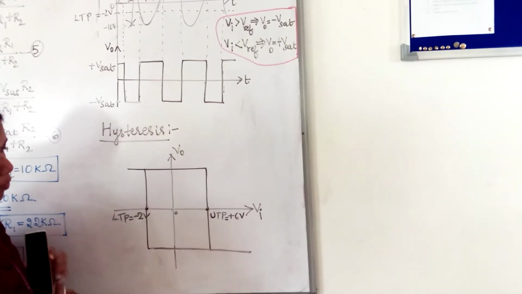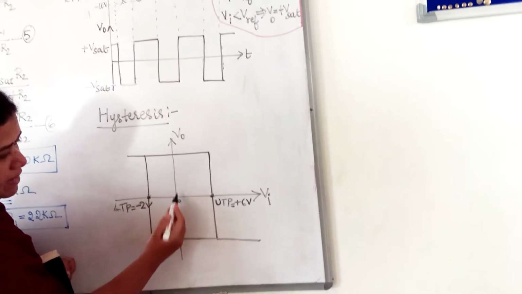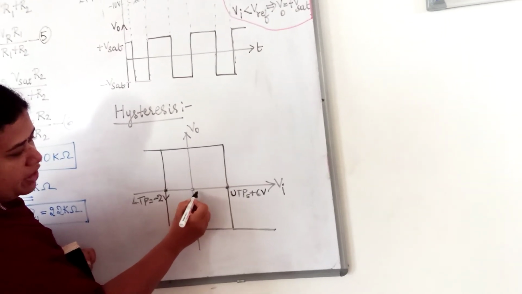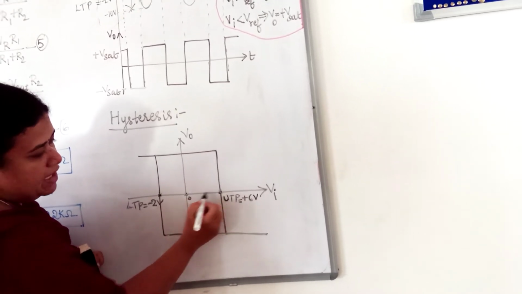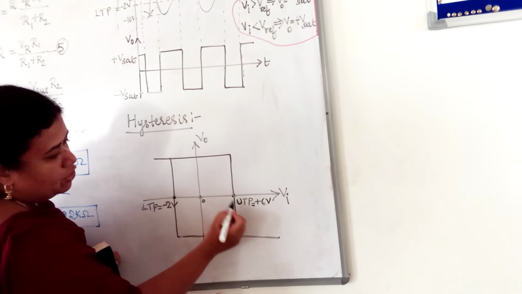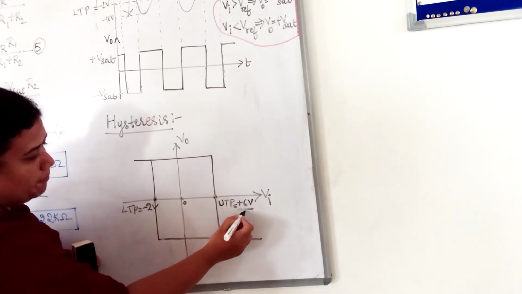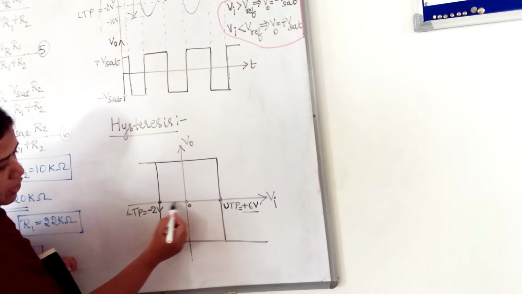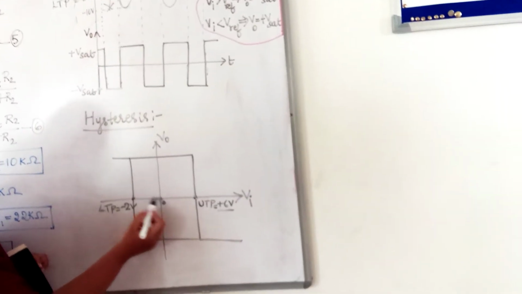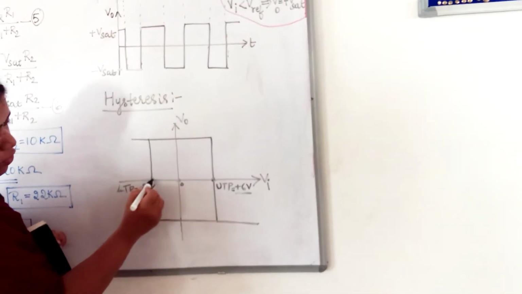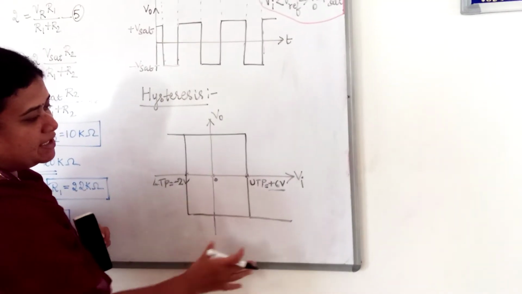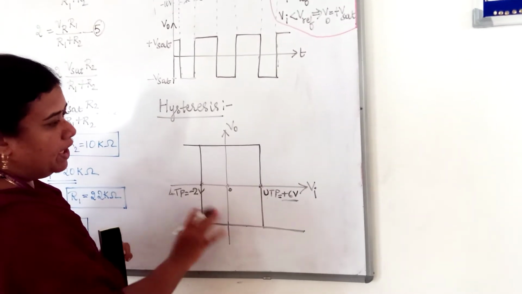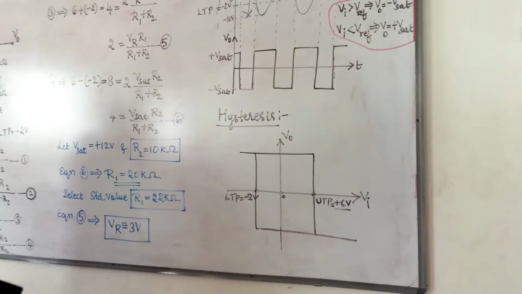Here you need to measure the UTP and LTP. That is, here is the 0 origin. From 0, see how many divisions. So this will give you the UTP. Now we should get plus 6 volts. And LTP we should get minus 2 volts. So from here to here we need to measure. When we measure, we should get minus 2. So it should satisfy the theoretical design. So this is about the design of the Schmitt trigger. Now let us move to the experiment.